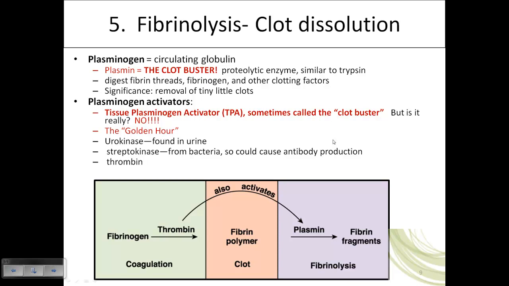But there's an issue here. Plasminogen needs to be activated. Again, it needs to drop that ogen part, right? So what's the plasminogen activator? Tissue plasminogen activator, or TPA. Now this is oftentimes referred to in the clinical setting as the clot buster, but it's not. It is not the clot buster. It does not chew up the fibrin threads. It activates the clot buster, plasminogen, and turns it into plasmin.